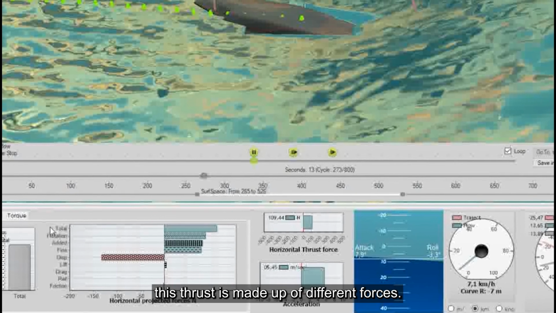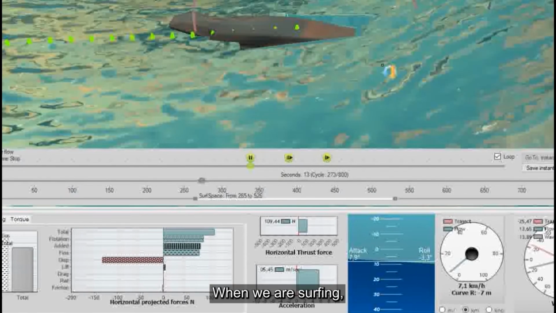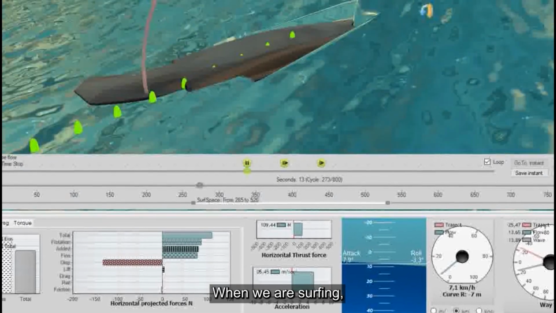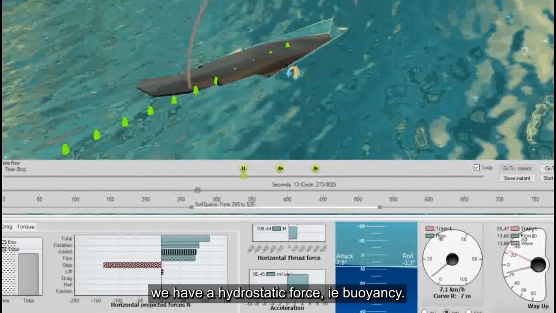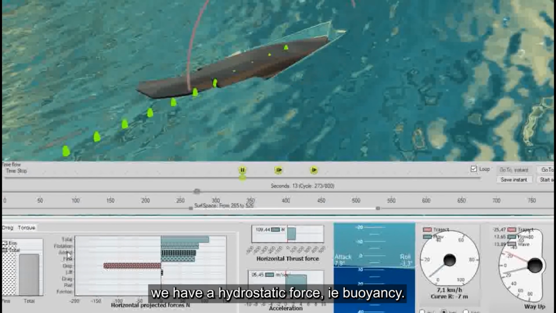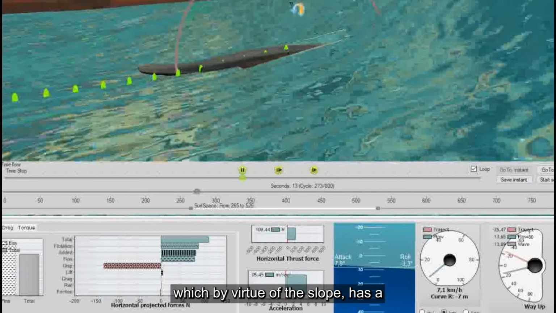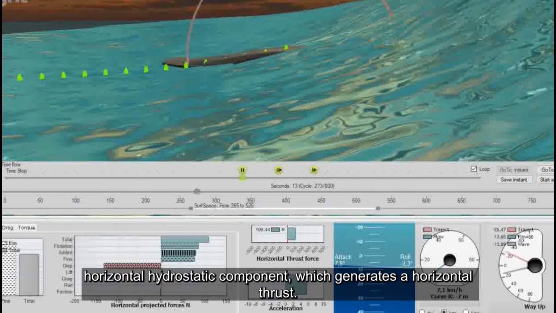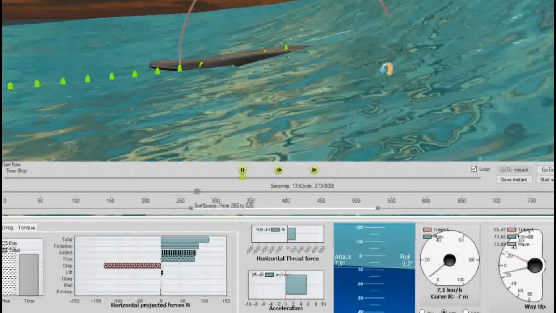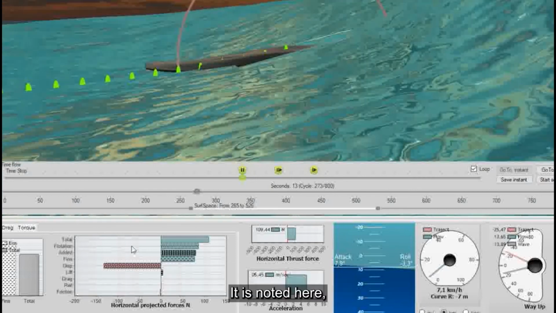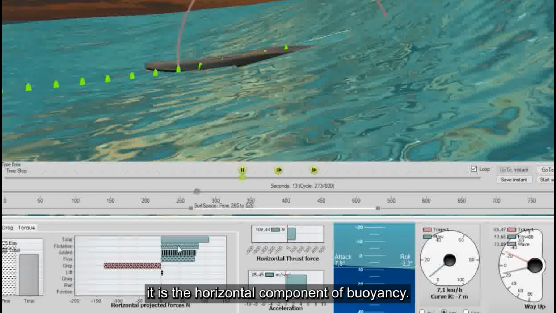This thrust is made up of different forces. When we are surfing, we have a hydrostatic force, i.e. buoyancy, which by virtue of the slope, has a horizontal hydrostatic component, which generates a horizontal thrust. It is noted here, it is the horizontal component of buoyancy.